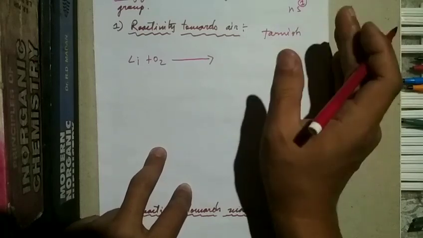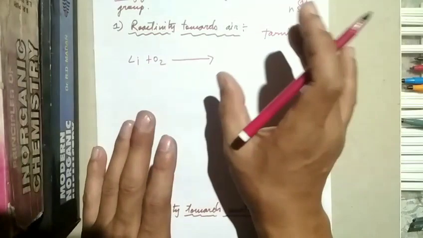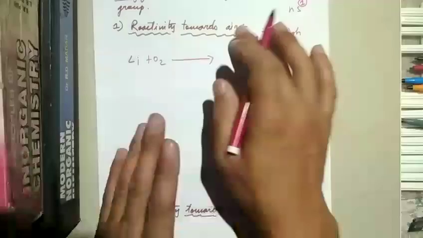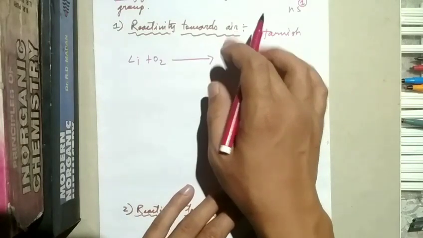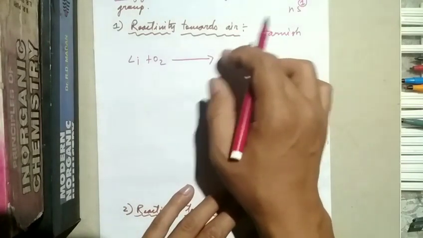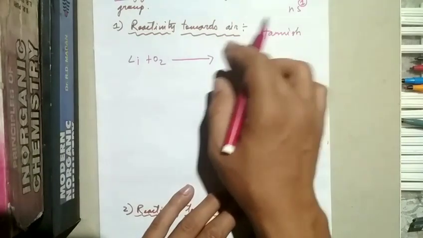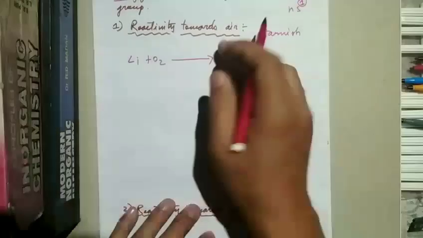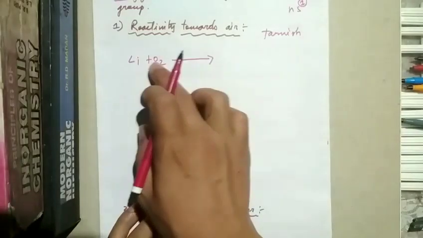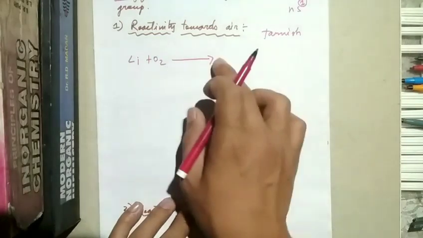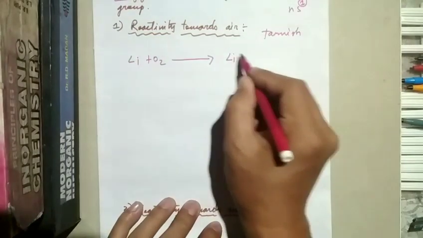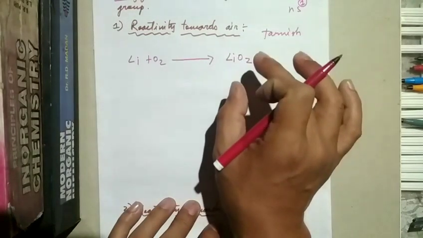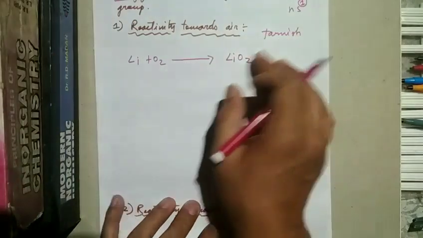Tarnish means they lose their luster. They are usually solid, and they lose their luster in the presence of air. We will also observe some change in their coloration if they are kept exposed to air. So they react with oxygen and form oxides, that is, compounds with oxygen.